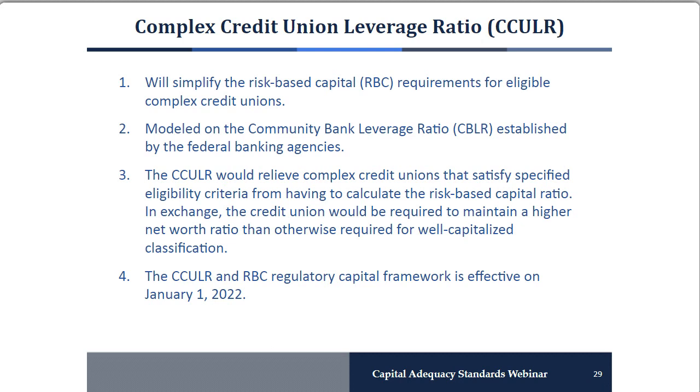CULR is the credit union version of the community bank leverage ratio, or CBLR. The CULR utilizes the net worth ratio as its measurement tool, so there is no need to calculate a different ratio. For credit unions meeting the CULR requirements and opting into CULR, this will allow these complex credit unions to not calculate the RBC ratio. Complex credit unions will, on average, be required to hold more capital if they opt into CULR versus calculating RBC. Next slide, please.